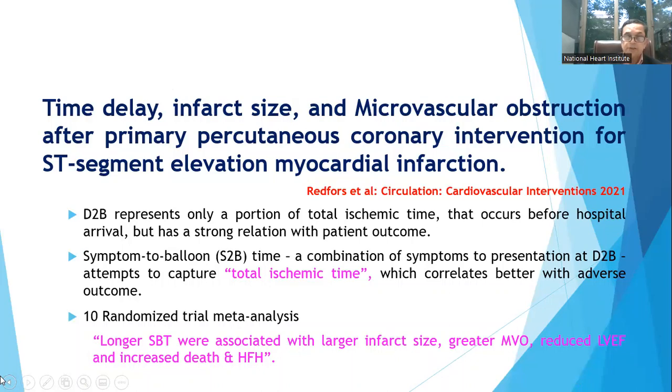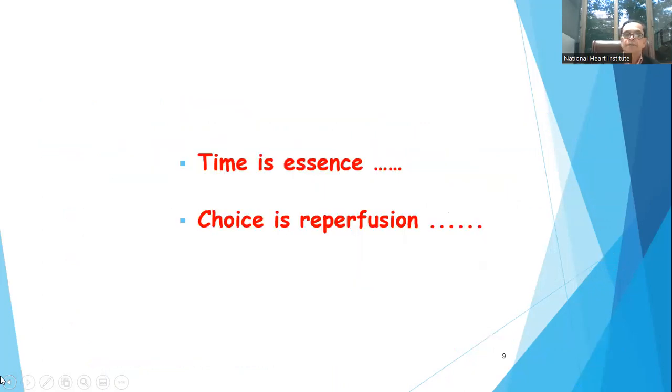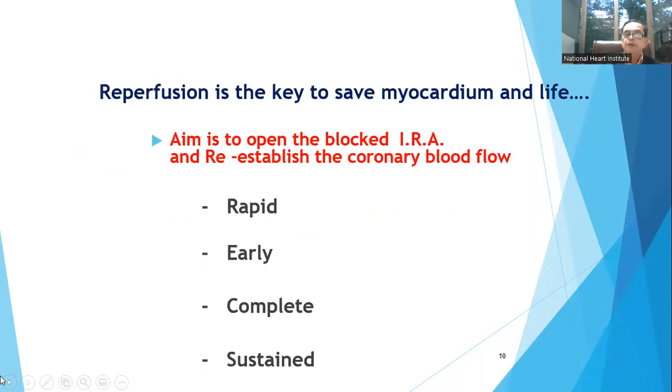A meta-analysis of 10 randomized trials has shown that longer symptom to balloon time was associated with larger infarct size, greater microvascular obstruction, reduced ejection fraction, and increased death and heart failure. And therefore, as far as STEMI is concerned, time is of the essence, and the choice is rapid reperfusion. The aim in ST elevation MI is to open the blocked infarct-related artery and re-establish the coronary flow. It should be rapid, it should be early, it should be complete, and it should be sustained.